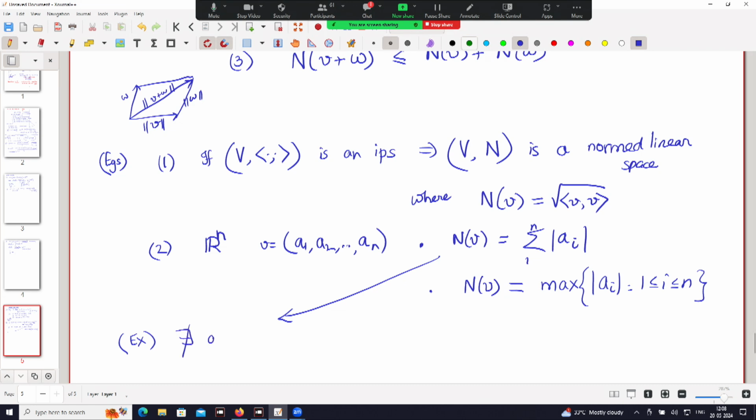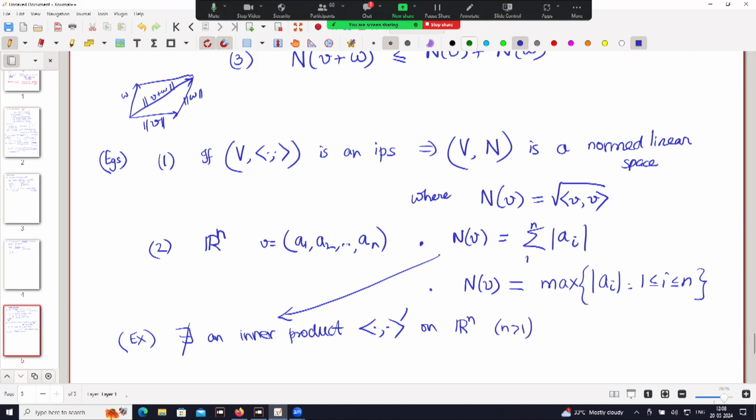There does not exist an inner product, let me say dash, on Rn, for n greater than 1, such that this particular norm that I have defined here, the first norm, is just the square root of the inner product of V with V under this dash inner product. So, you cannot define an inner product such that this norm is obtainable as the square root of the inner product of V with V. In a sense, norms which come from inner products are very special. They are somehow related to squares.